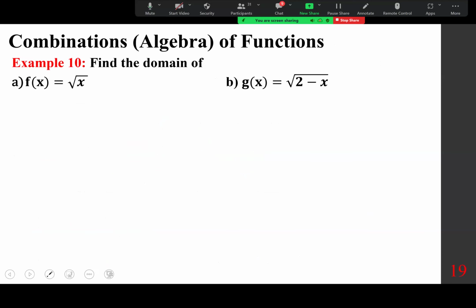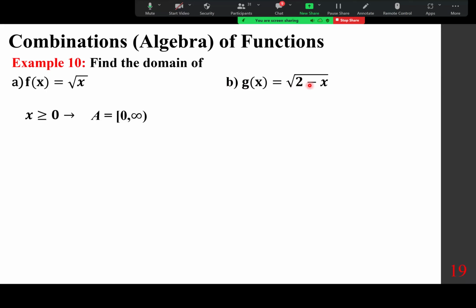We want to find the domain for this function. As you recall, you're dealing with the square root. When the index is even, what's underneath must be non-negative. X is greater than or equal to 0, or 0 to infinity.